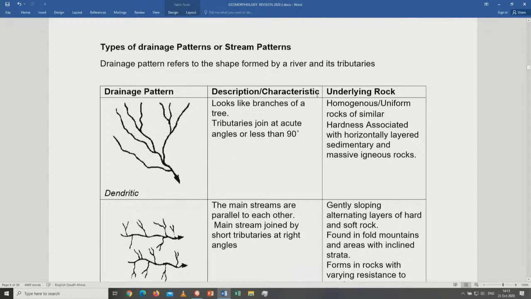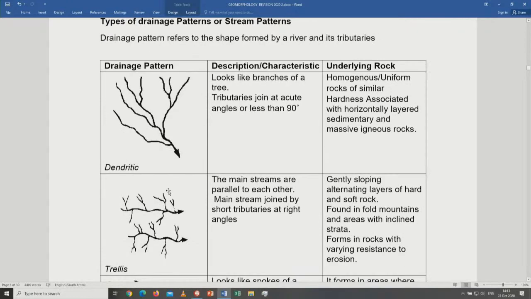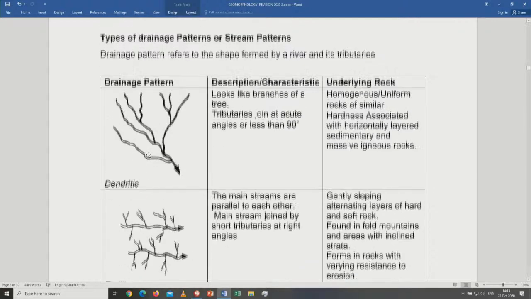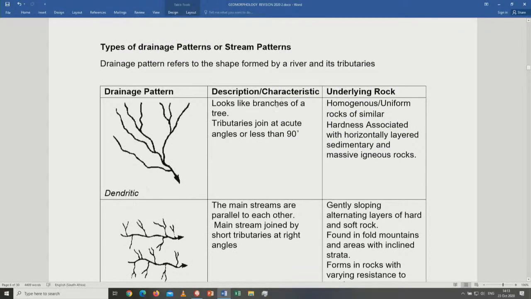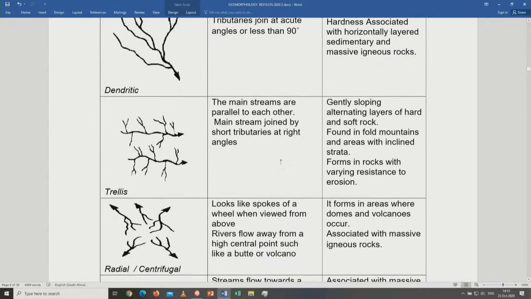The first one is dendritic pattern. So remember, after the formation of rivers, we say these rivers flow in patterns. So the first one here is the dendritic pattern. If you look at the characteristics of the dendritic pattern, we say it looks like branches of a tree. Tributaries join at an acute angle, any angle less than 90, and the underlying rock is uniformly resistant to erosion.